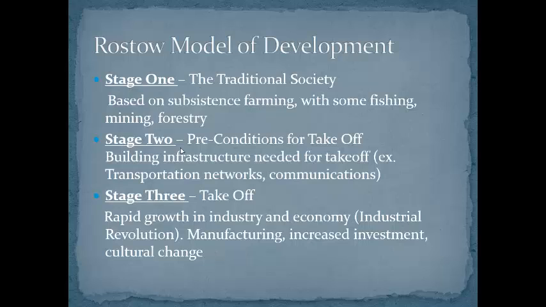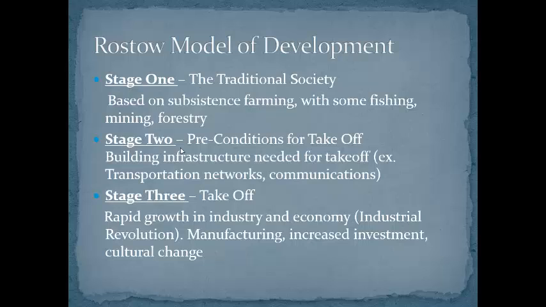So stage 1 is the traditional society. This is where the economy is based on subsistence farming. You might have some fishing, some mining, some forestry, but the economy is based off of working off the land, working with primary resources. What can you get off of the land? From there, you move on to stage 2, which is called the preconditions for takeoff.